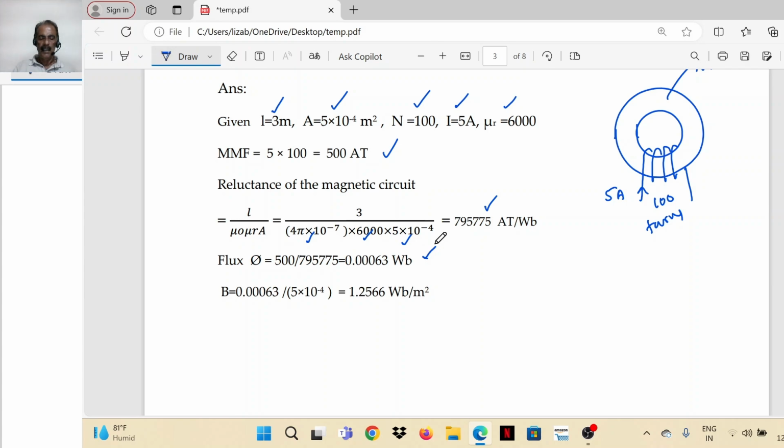0.00063 Weber. To calculate flux density, flux is this quantity divided by cross-sectional area, which will give 1.2566 Weber per meter square. So the flux per unit area across the cross section of the core is 1.2566 Weber per meter square.